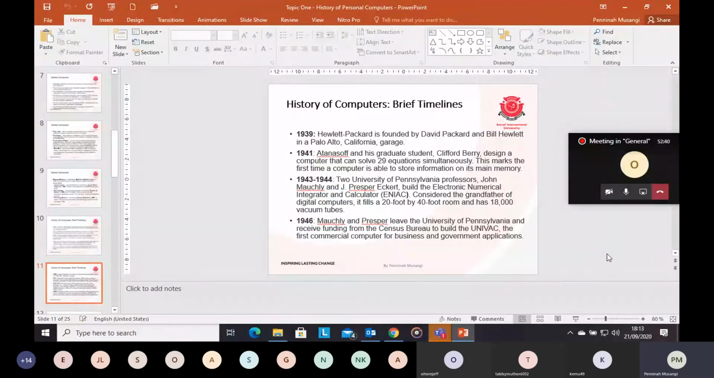And this is the first time a computer was able to store information in its memory. Remember, for these equations to be solved simultaneously, they need to be stored somewhere in the memory of the computer. So for them to be stored, the computer needed to have a memory. And therefore 1941 ushered in computers being able to store information and to have memory. 1943 to 44.